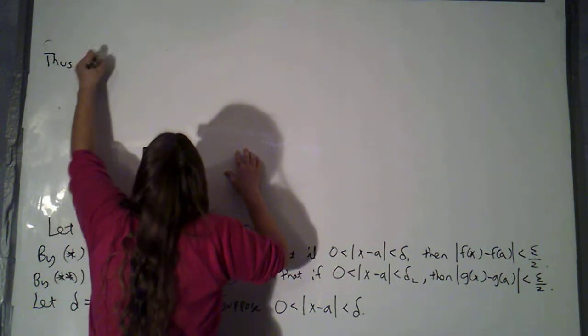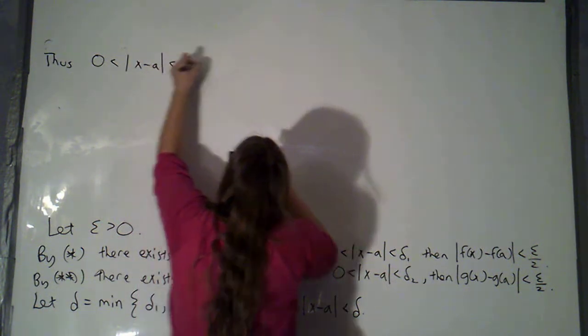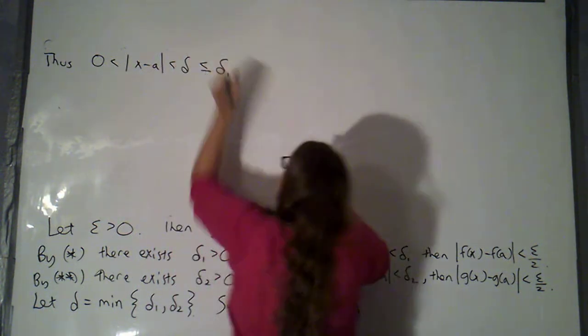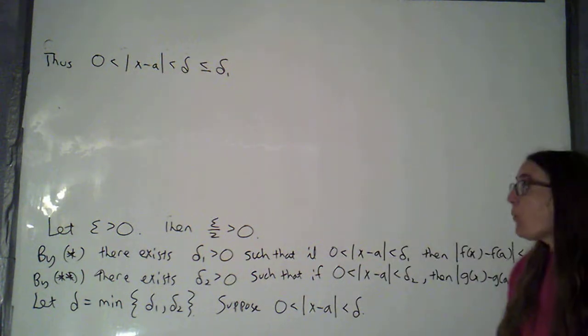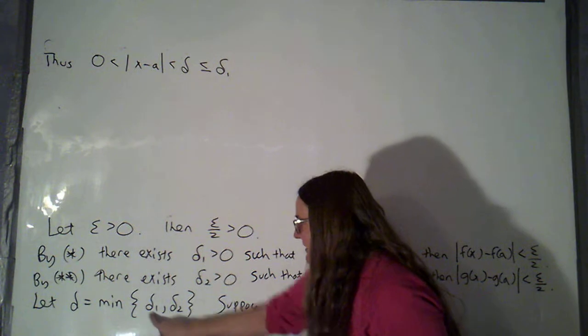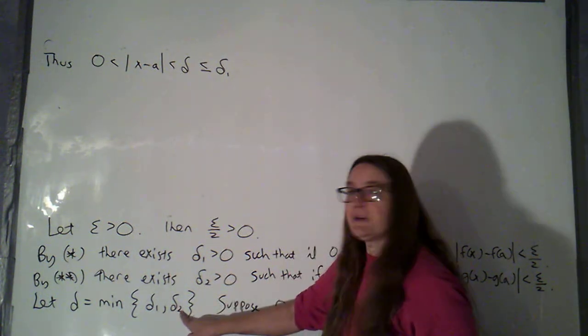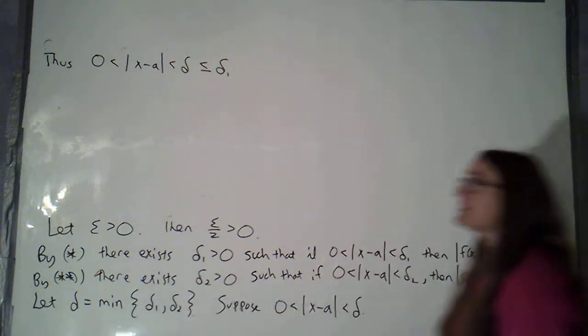Thus, 0 is less than the absolute value of x minus a is less than delta, which is less than or equal to delta 1. Because if delta was the smaller of these two things, if the smaller thing was delta 1, delta is equal to delta 1. If the smaller thing was delta 2, delta is smaller than delta 1.